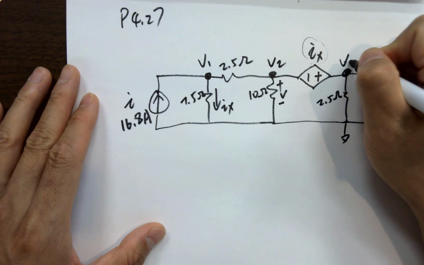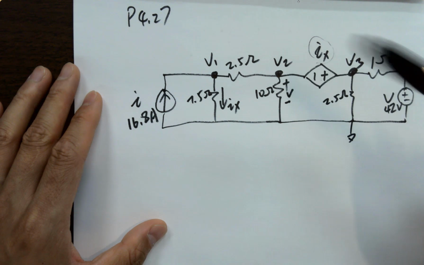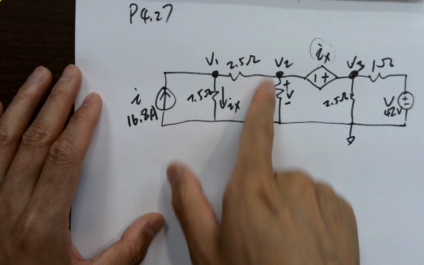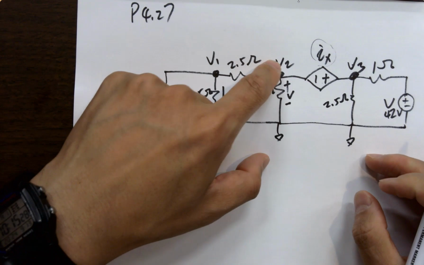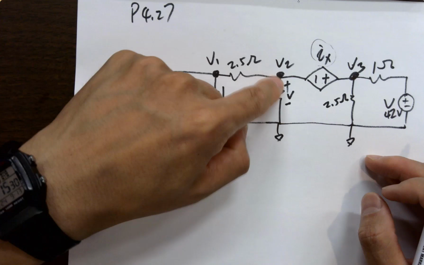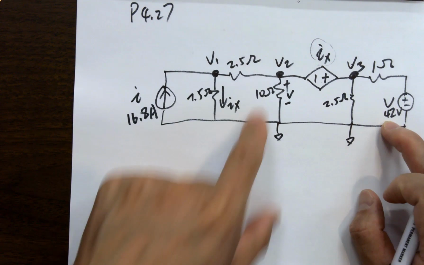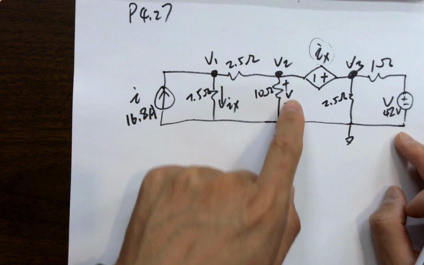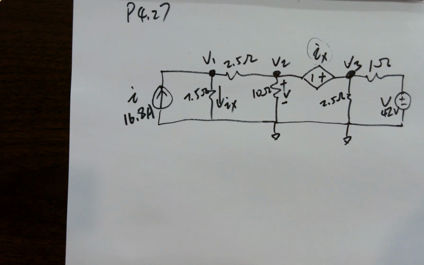So V2, V3. Is the voltage here V? Is V2 V? V2 is the voltage from this point to ground, and V is also the voltage from here to ground. So is V2 V? Yes. So V2 is actually given, because it's labeled as V. I didn't design this problem, okay? It's very interesting. Why are those two voltages labeled as V?